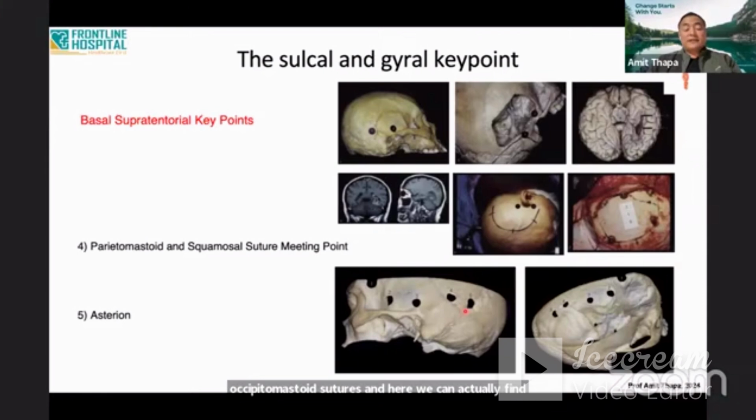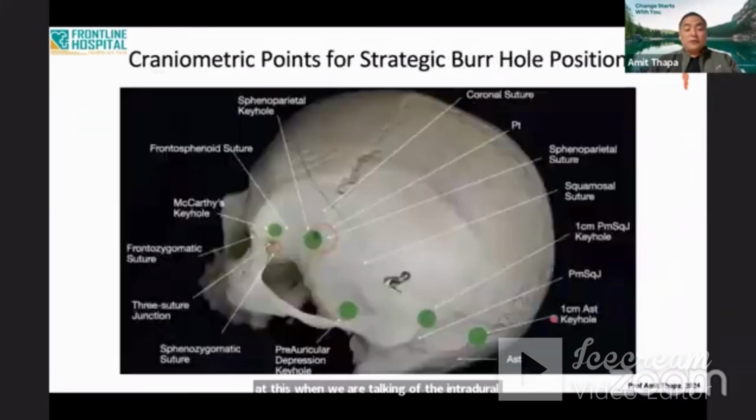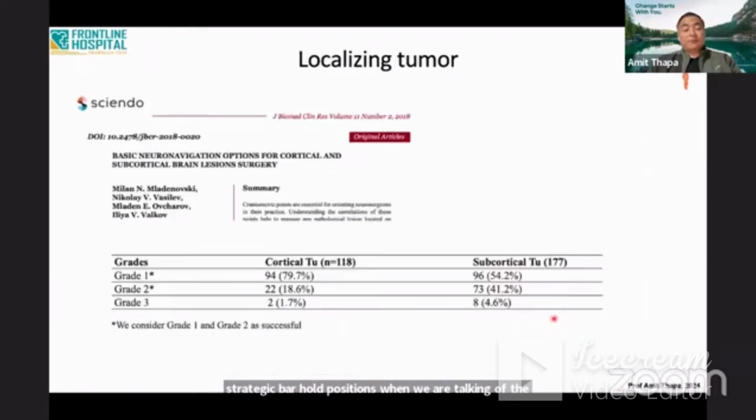over the sigmoid sinus, and then we can have the pre-occipital notch, the plication of the dura arising at this point when we are talking of the intradural association of the asterion. Now, this is in a nutshell all these 5 strategic burr hole positions when we are talking of the craniometric points in relation to the skull base approaches.